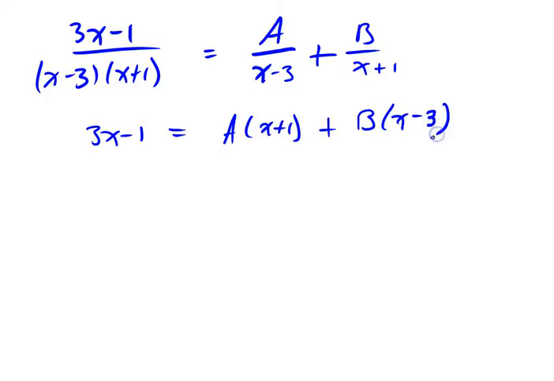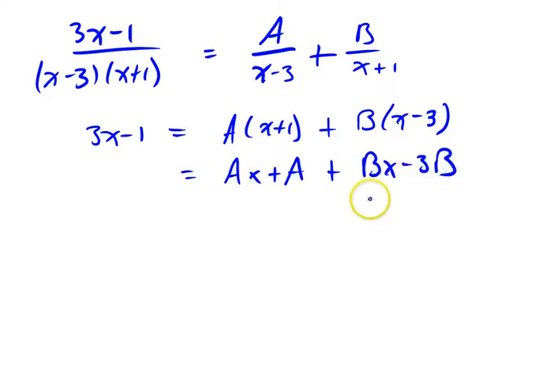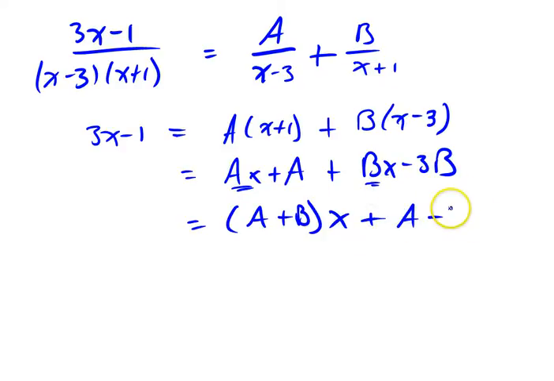Okay. What I'm going to do now is multiply this thing out and then collect some like terms. So this is ax plus a plus bx minus 3b. Now I'm going to collect the terms that have x's in them. So there's an a plus b times x, from this term right here and that term right there, I factored out an x. And then I've got a constant of a and another constant of negative 3b.